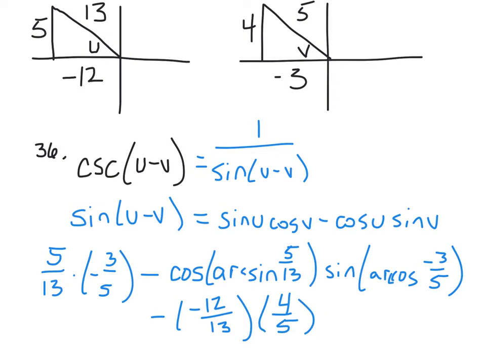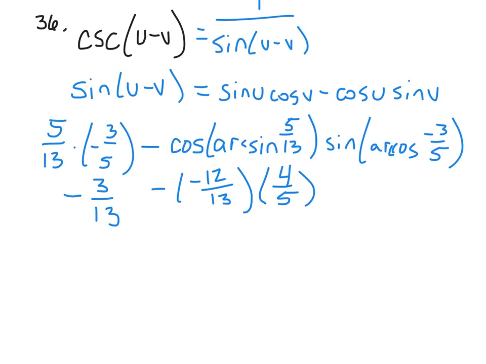And then if we multiply these two in the first term here, we get negative 3 over 13. And then we're just simplifying. And so when we combine all those, that gets us down to 33 over 65. But of course that was sine, and we were really finding cosecant. So then we take the reciprocal of that, and we get 65 over 33.